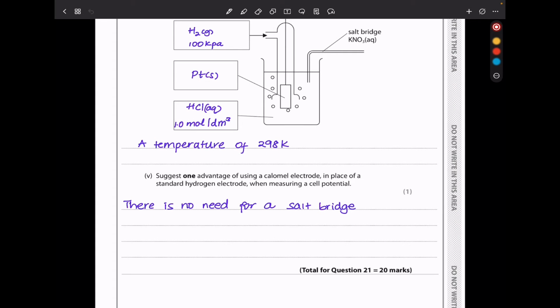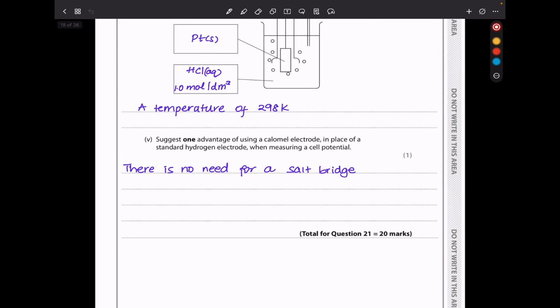And then they say suggest one advantage of using a calomel electrode in place of a standard hydrogen electrode when measuring a cell potential. The difference here is we have no salt bridge, so that is going to be advantageous. So this brings us to the end of question 21. Let's continue to question 22.